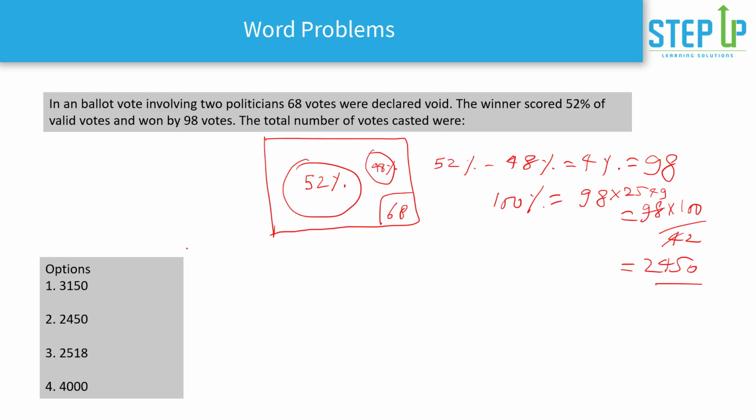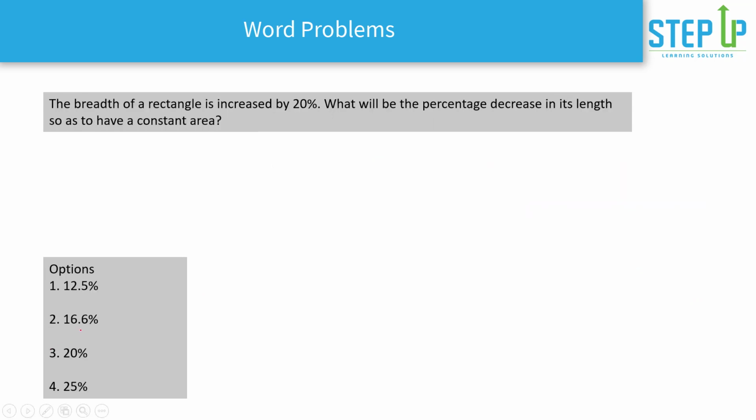So have we reached our answer? No, just a second. What is the question? Question says total number of votes casted. Total number of votes casted would be these total valid votes plus the 68 void votes. That would be 2450 plus 68, which would be 2518. So let's move to the next question.